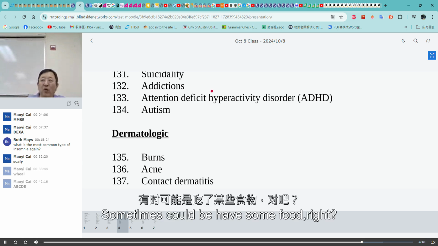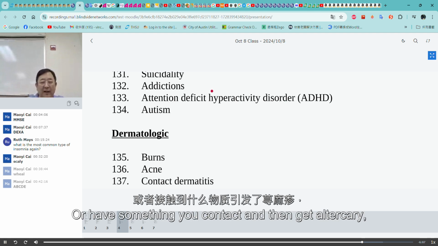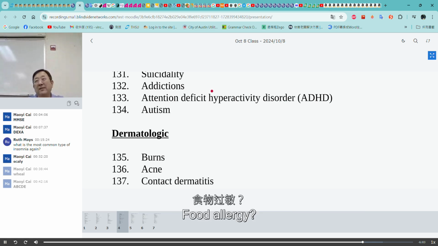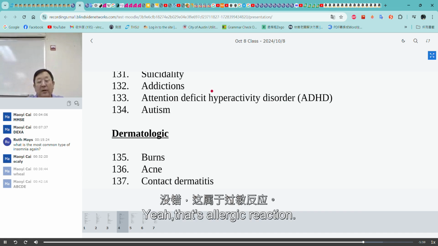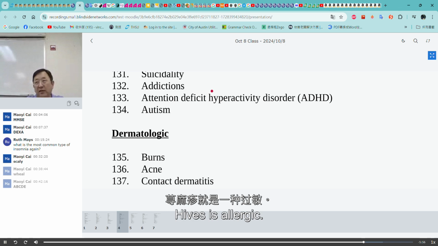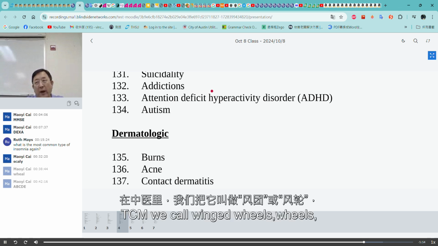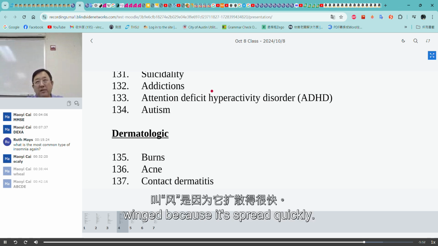Sometimes it could be from some food, right? Or you have contact with something and then get urticaria. Hives, because of food also? Yeah, food allergy. That's an allergic reaction. Hives is allergic. In TCM we call it winged wheals. Winged because it spreads quickly.